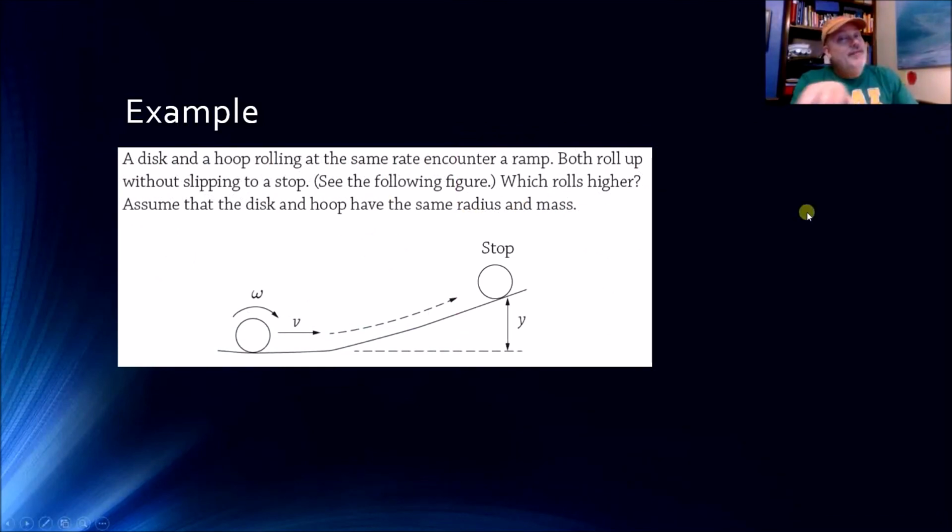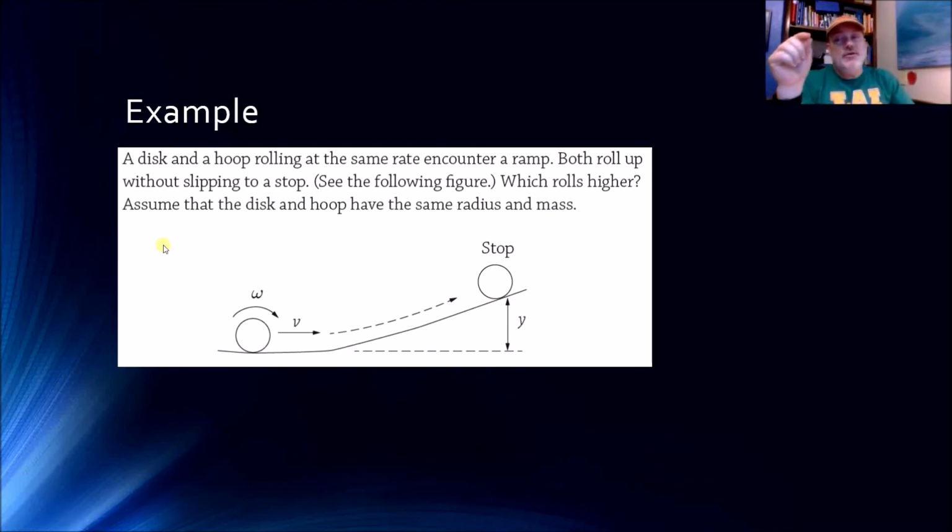Okay, now, what about the opposite direction? We have a disc and a hoop that are rolling at the same rate and they encounter a ramp. Both roll up without slipping and they both stop at the top. Which one rolls higher? Okay.